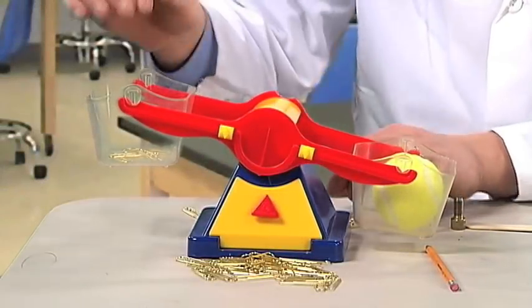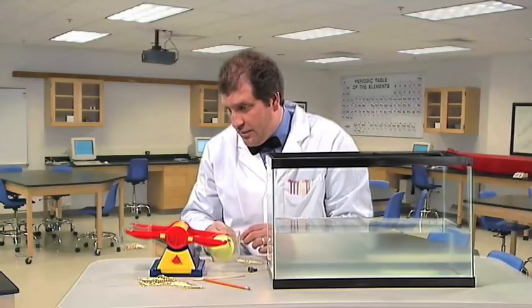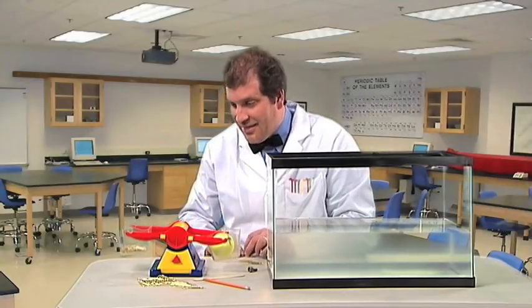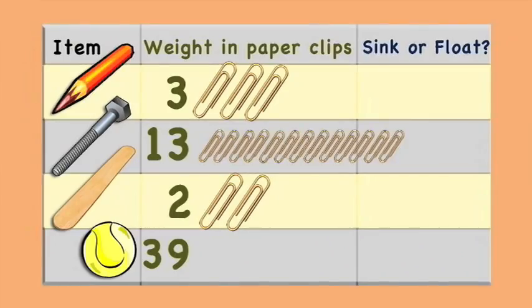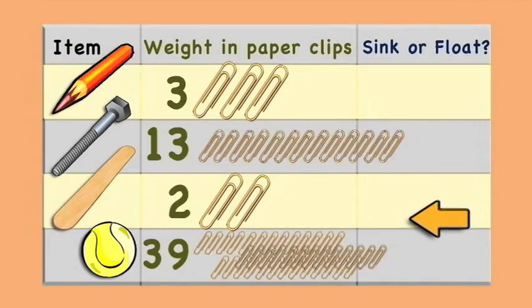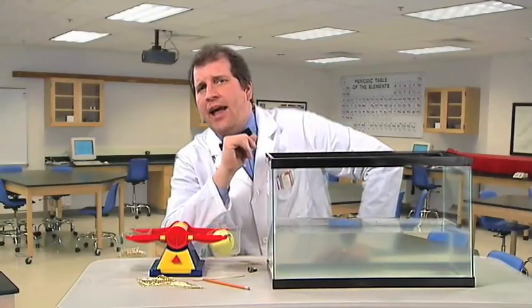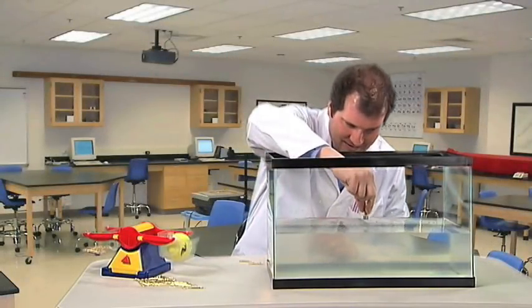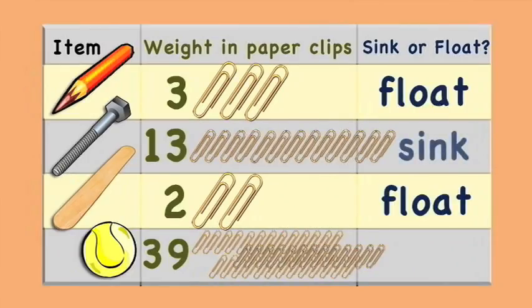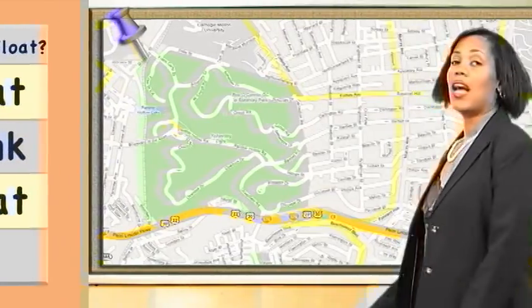5, 6, 37, 38, 39. This tennis ball and the bolt are the heaviest items. I predicted that the heavier items would sink and the lighter items would float. Now for our heavier objects. First, the bolt. It sinks. That's what I thought.